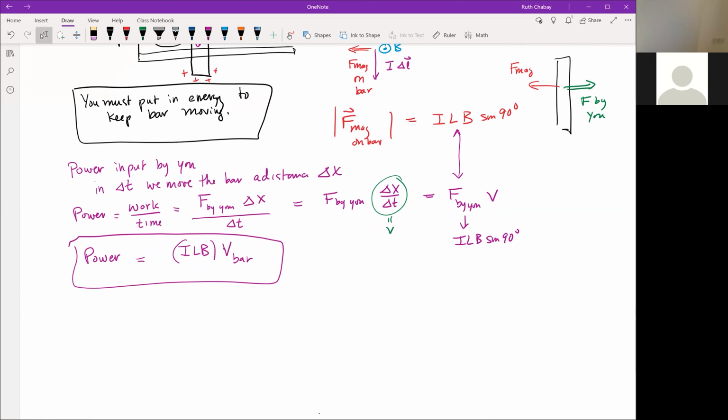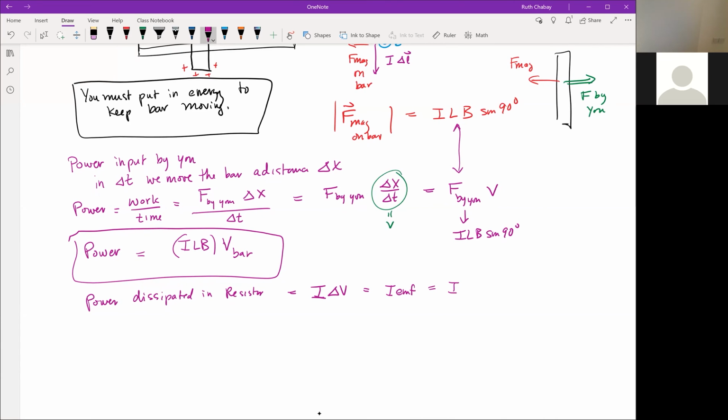And the power dissipated by the resistor. So the power dissipated in the resistor is going to be, we saw, I delta V from chapter 19, which is I times the EMF, because these conducting rails are very good conductors and we don't have a big electric field in there. So that's I times vBL. And these two things are equal. So our power input is equal to the power dissipated in the resistor.